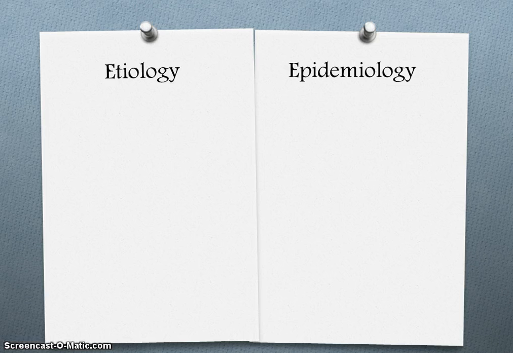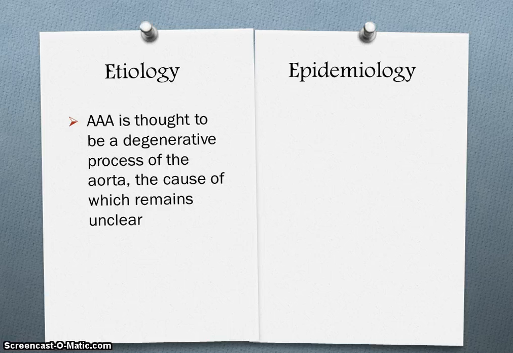The etiology of a AAA: it is thought to be a degenerative process of the aorta, but the cause is still unclear. They have some risk factors that they found, but no specific cause. Risks include smoking, genetics, atherosclerosis. Sometimes it could be caused by an infection or trauma.